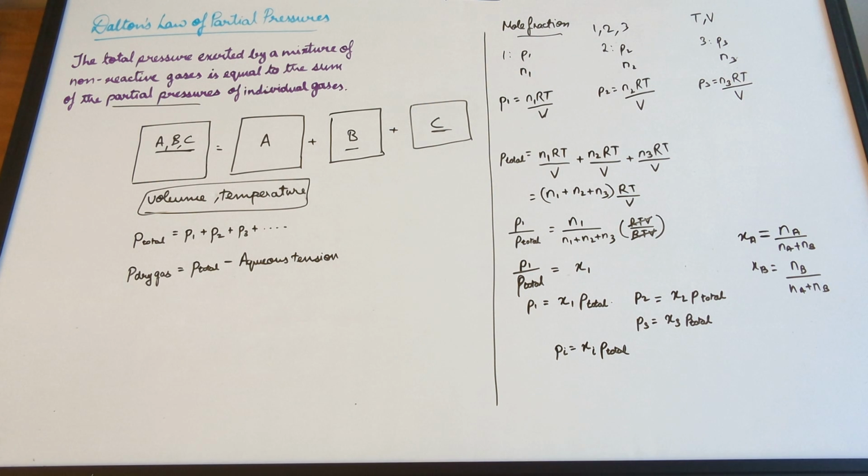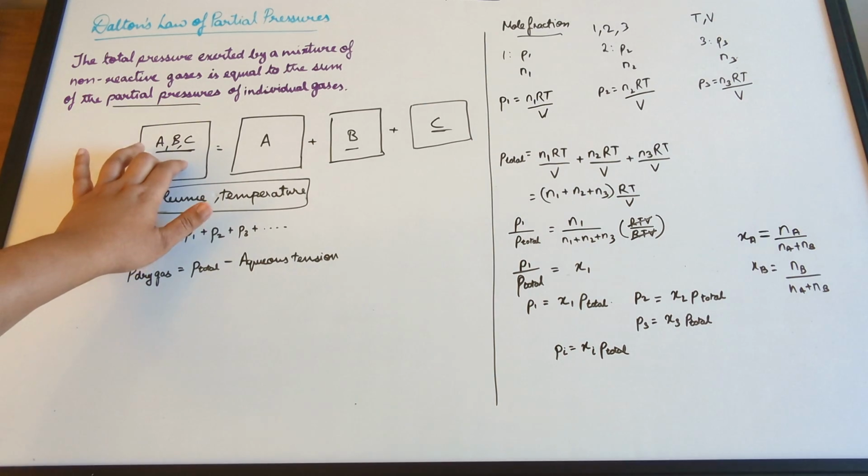Dalton's law of partial pressures was given by John Dalton in 1801. According to this law, the total pressure exerted by a mixture of non-reactive gases is equal to the sum of the partial pressures of individual gases. The word partial pressure means the pressure exerted by a particular gas. So here we have a mixture of 3 non-reactive gases A, B and C.